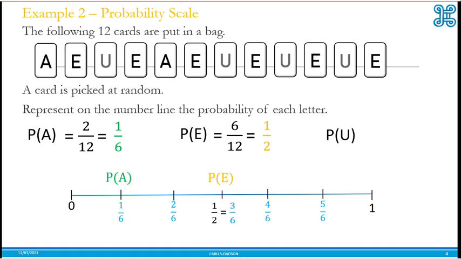P of U: 4 cards flashing, 4 over 12, or 2 over 6. So this is how we put events on a scale. And you can be asked to describe it. If you are asked to describe it, P of E is evens, P of A and P of U are all unlikely events.